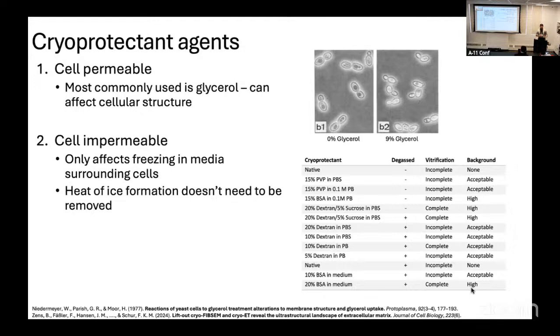So these are also things you have to take into consideration, whether you're looking inside the cell or outside of the cell. So they looked at outside of the cell and they used 10% dextran in phosphate buffer, and they found that gave a good vitrification without a lot of background.